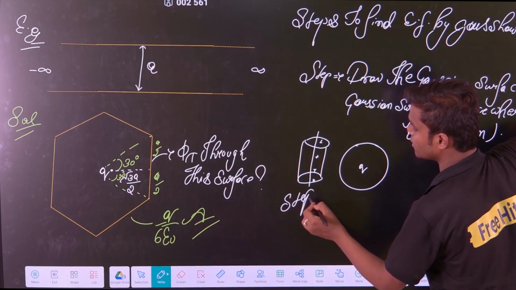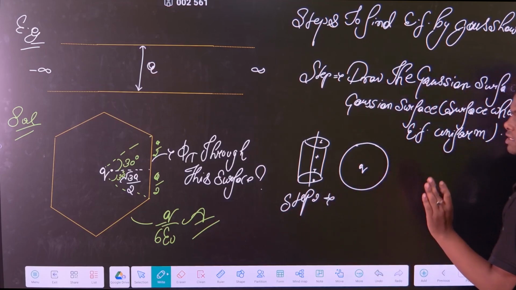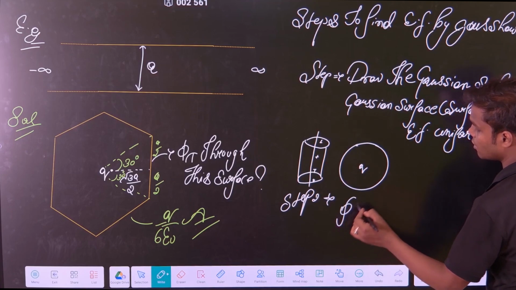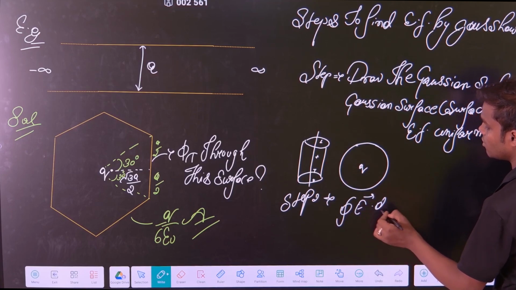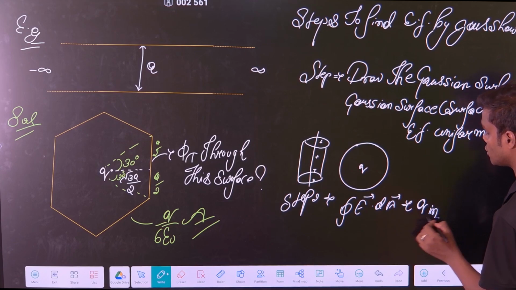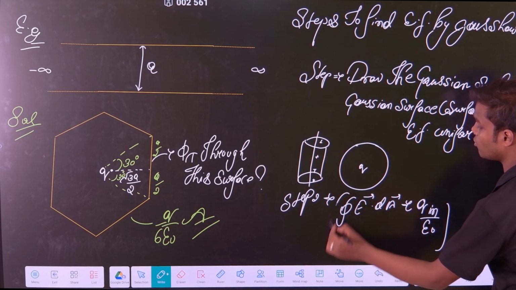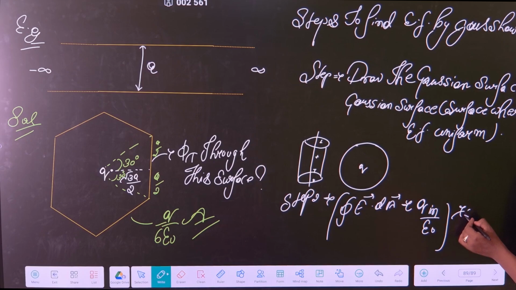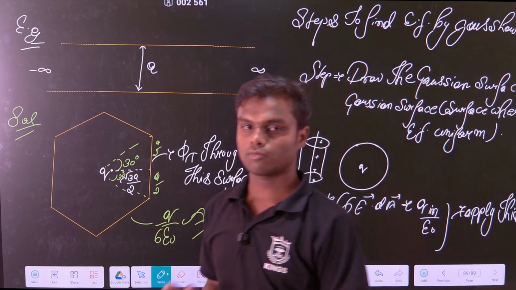Now the second step is very simple. You have to simply apply the Gauss law. Gauss law is that the integral of E dot dA is equal to q enclosed, or q in, by epsilon naught. That is the second thing you have to apply. Simple. These are the two steps you have to follow every time.